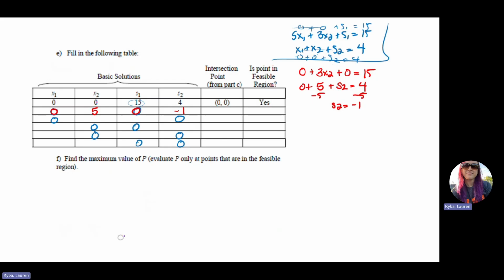So s2 is -1. Next pair, we'll go purple. So we're going to make x1 0 and s2 0. So I'm going to start with that second equation first. So x1 is 0 plus x2 plus 0 equals 4.